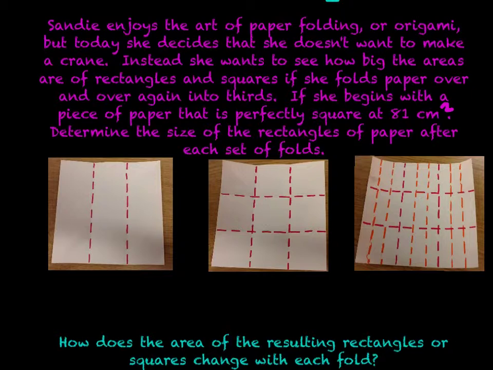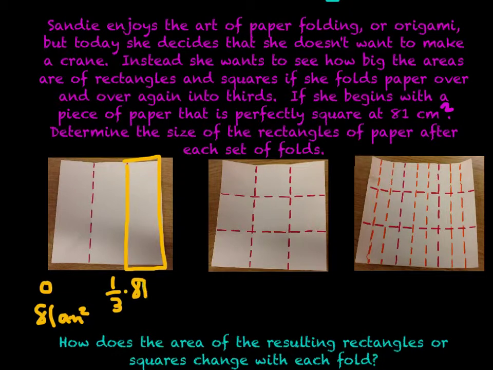So, thinking about this, we begin at 0 folds. We have 81 centimeters squared. Now, after 3 folds, one of these rectangles is going to be 1/3 of 81. So 1/3 of 81 equals 27 centimeters squared. Cool. Let's keep going.